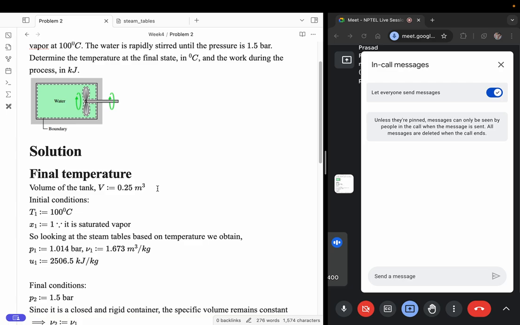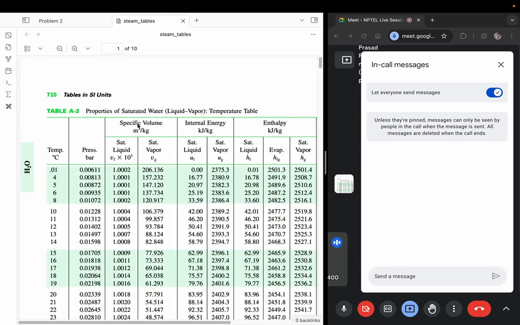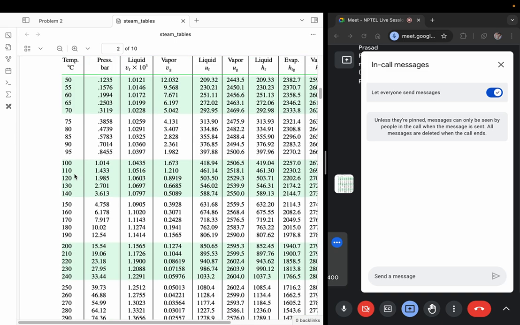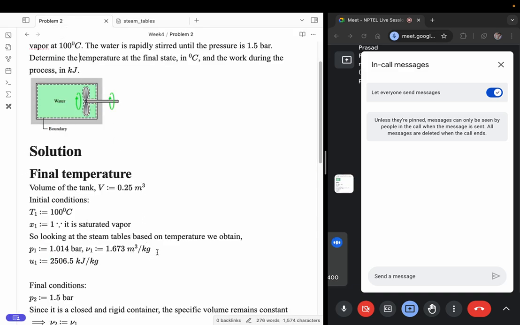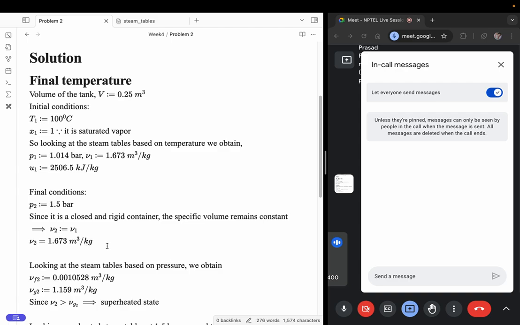So initially the volume is specified, and the temperature and vapor fraction are given. So I look at the steam tables from a temperature point of view. Now in the temperature table, we need to look at 100 degrees Celsius. At 100 degrees Celsius, you have the specific volume to be 1.673. This is the value I am going to be using. And this is the internal energy, and finally the pressure is given. Since it is a closed and sealed container, as we discussed before, the specific volume is going to remain constant.